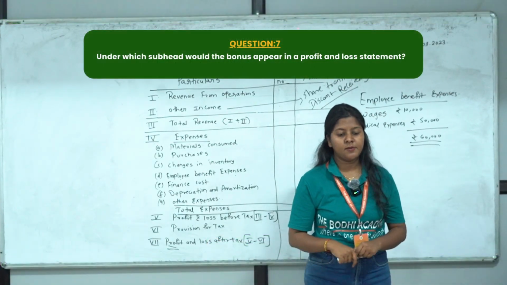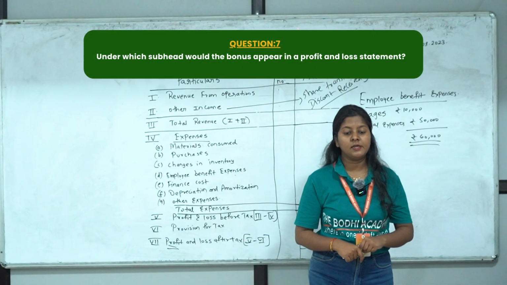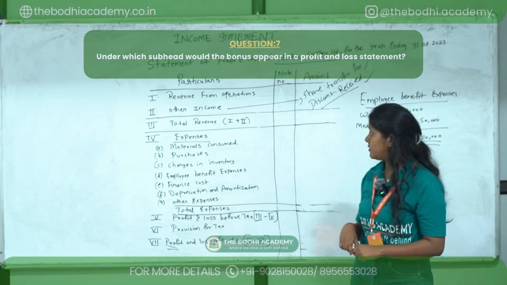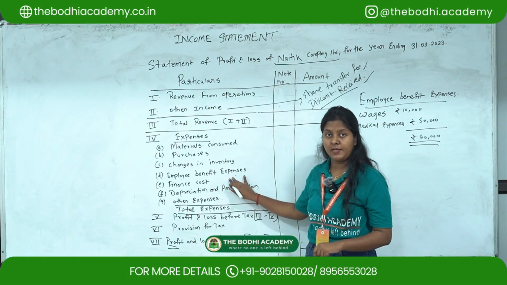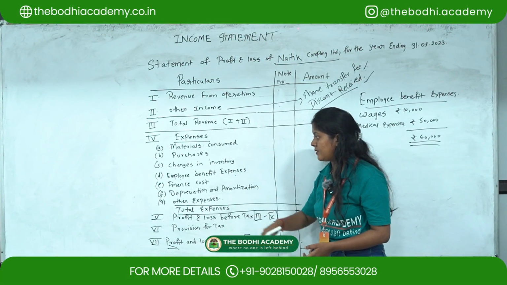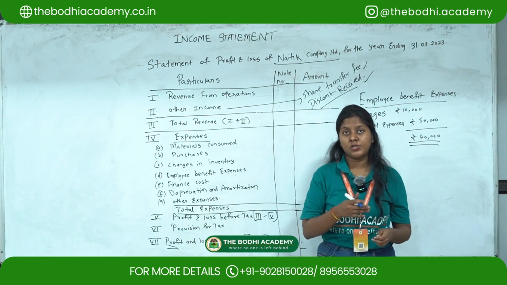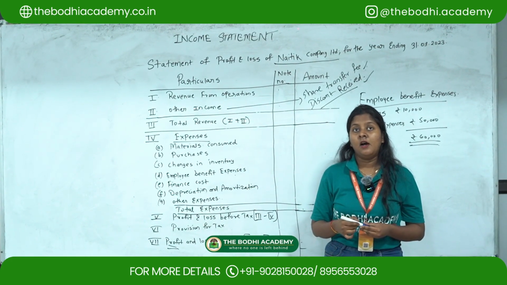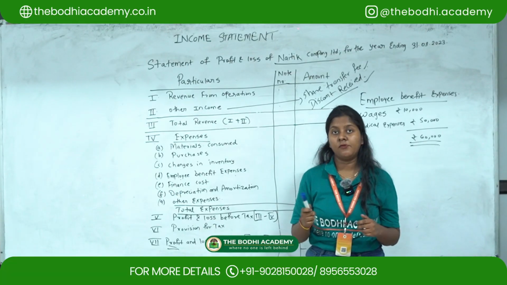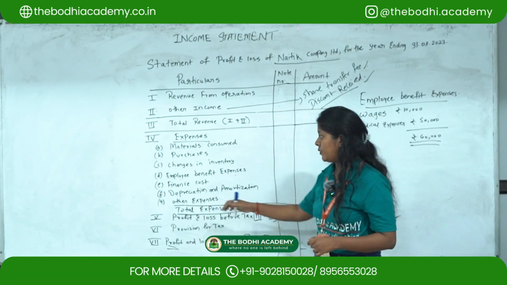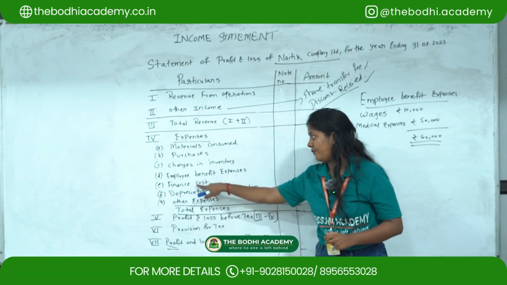Then next, under which subhead will bonus appear in the profit and loss statement? Bonus will come under employee benefit expenses because it is given for the employees. Okay. Now, with regards to the other part, like finance cost and all, questions can come like this, like under which subhead will interest on borrowings come. So interest on borrowings will come under this head, finance cost.